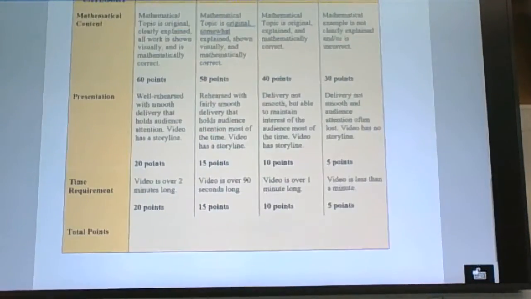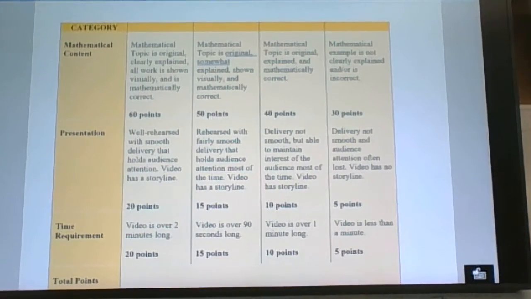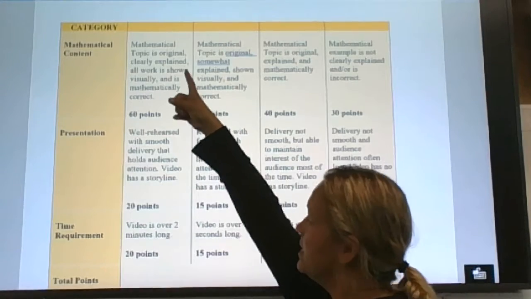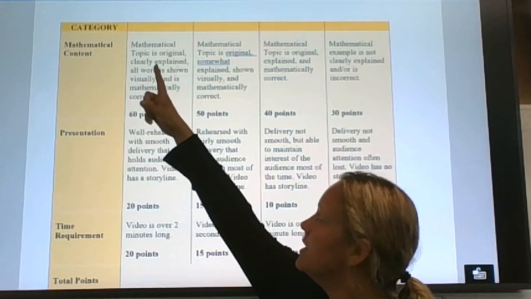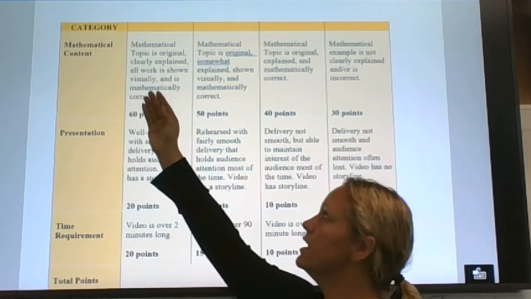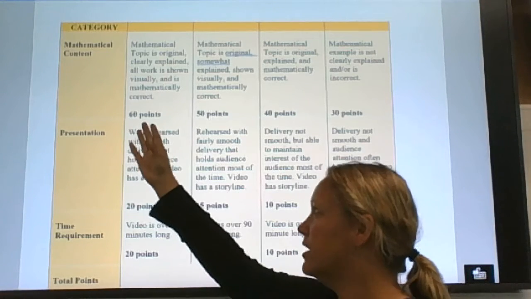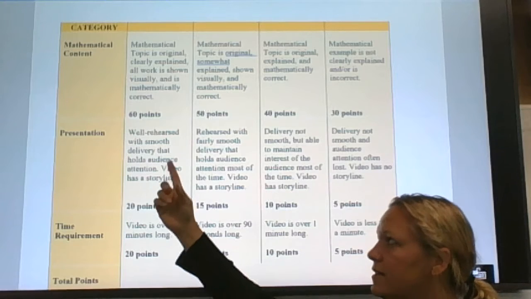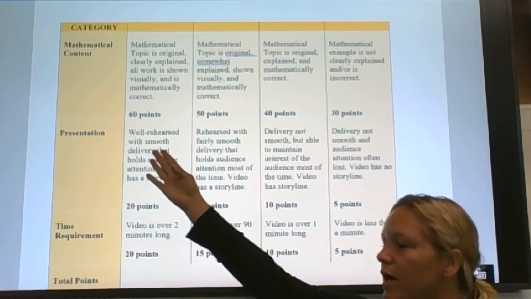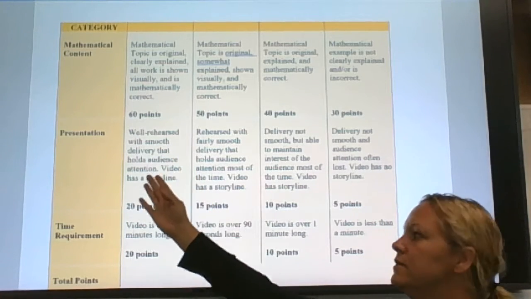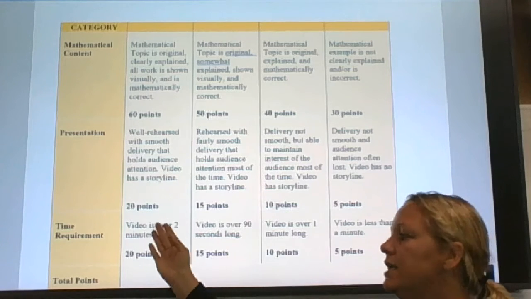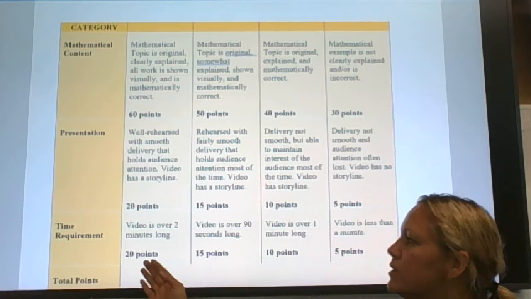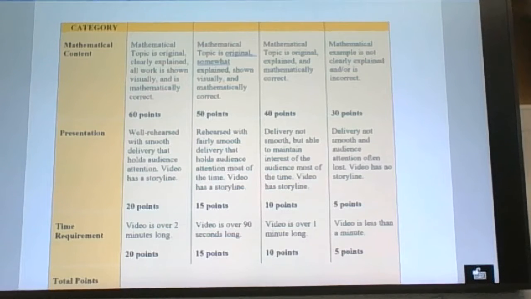And here's our rubric. Follow the rubric. If your math topic is original, completely explained, the work is shown visually, and is mathematically correct, you get your 60 points. If you have a storyline that holds your audience's attention and it's well rehearsed, meaning you put some effort into it, that's 20 points. And for a full 20 more points, it's over 2 minutes long, which usually is not an issue. Usually they're like 5 minutes.